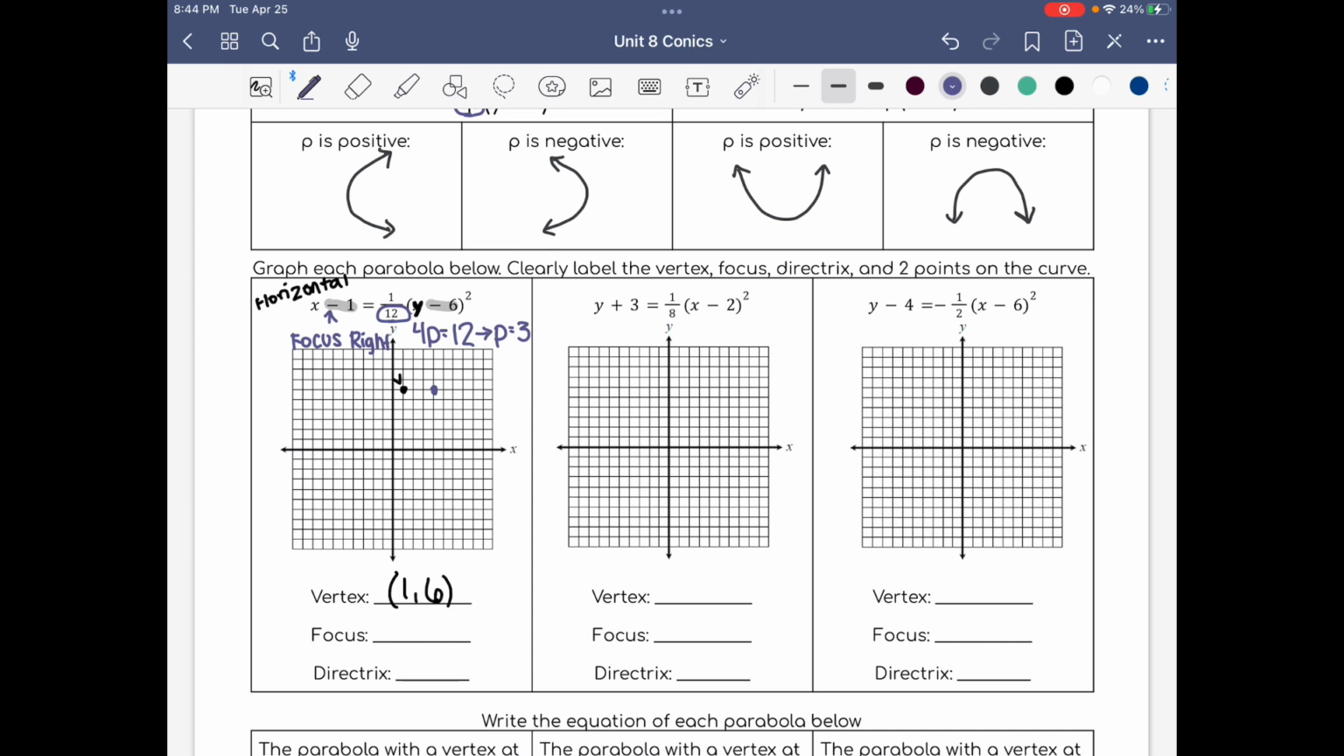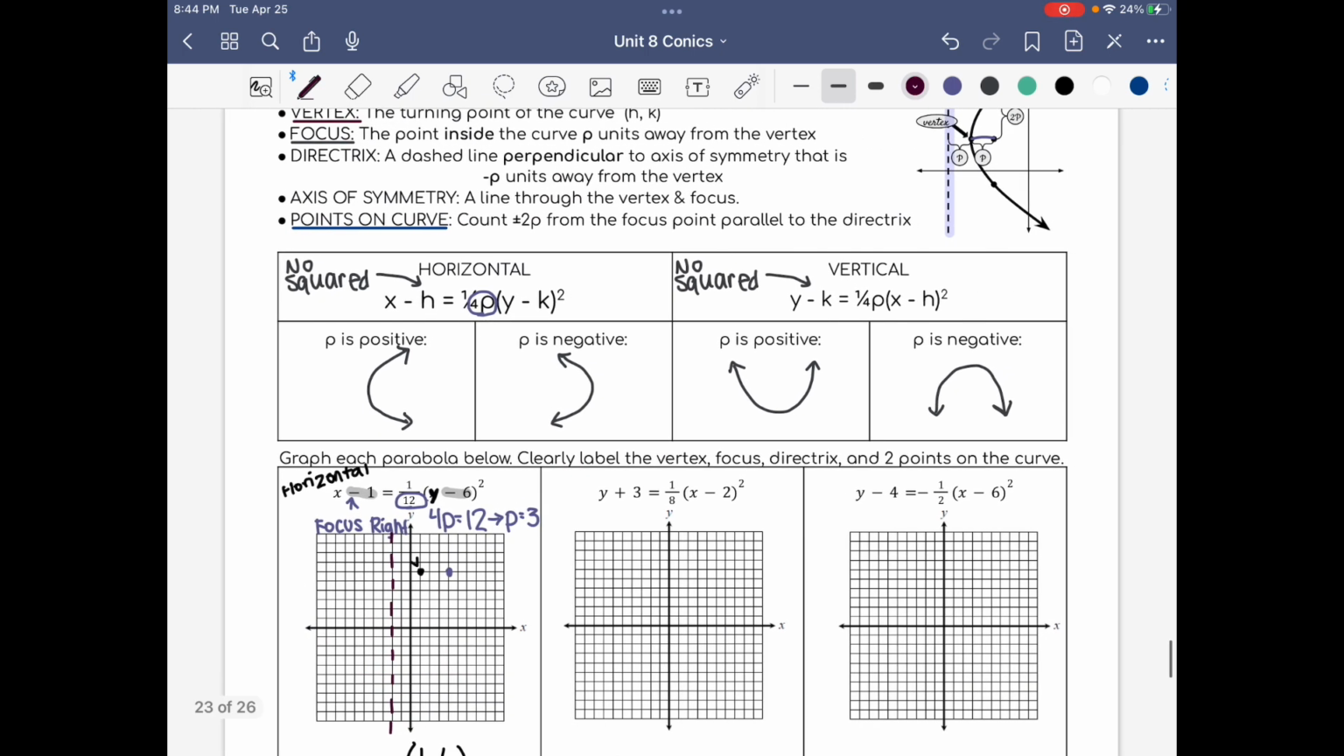Then I do kind of the same thing, but I go 3 units in the opposite direction and draw my dashed line for the vertex. So the directrix is always going to be negative p units away from the vertex. And it is always going to be perpendicular to the axis of symmetry, which technically goes side to side.